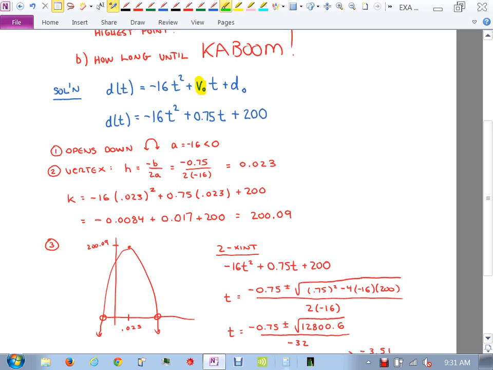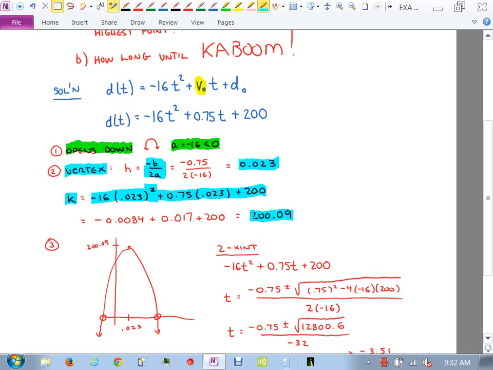Once you were told to graph a quadratic function, then it's just those steps. So the first thing is to determine that it opens down. That's true because the a in the problem is negative 16, so it opens down. The next thing was to determine the vertex. Vertex was negative b over 2a. You should have gotten from that 0.023. And then to get k, you take that 0.023 and you plug it into the function, which is all this right here. And that would give you 200.09. Okay?